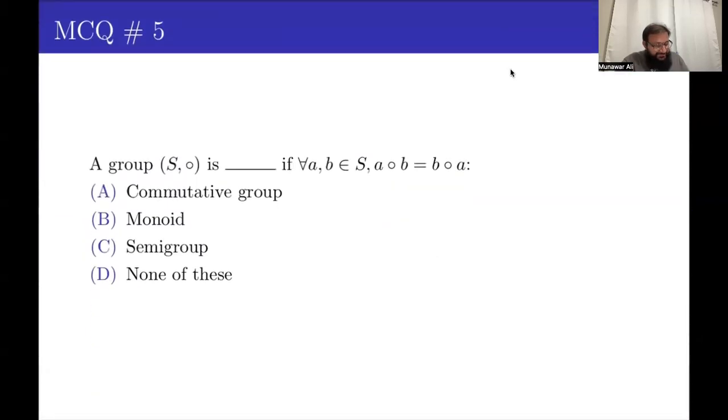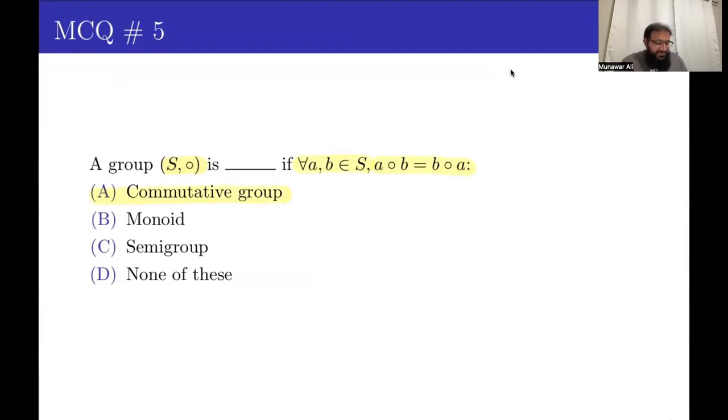Moving to the next one, we have a group with this binary operation, whatever it is. In this group, if each element in the set of the group satisfies this property, it is called the commutative property. So we simply call it a commutative group or abelian group. So the correct option is commutative group.